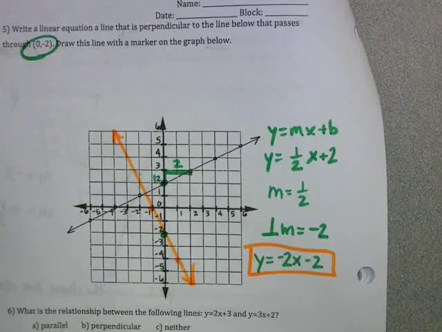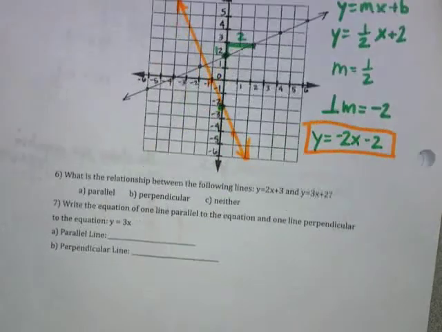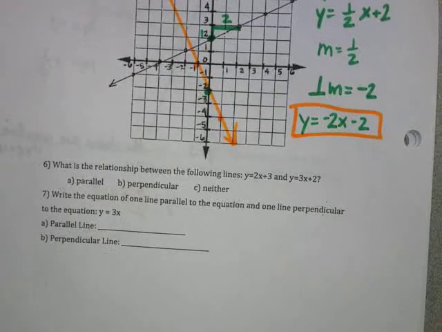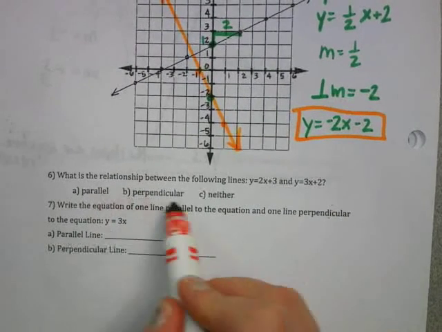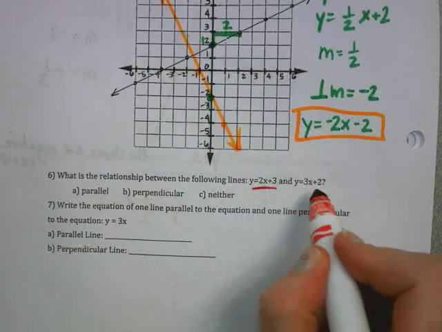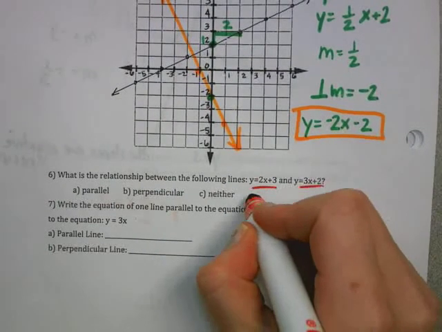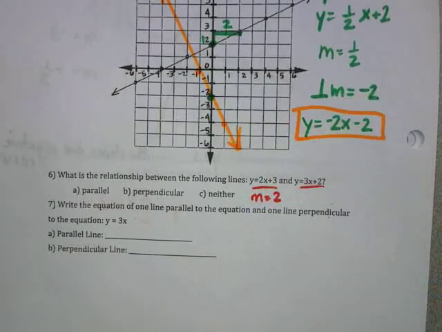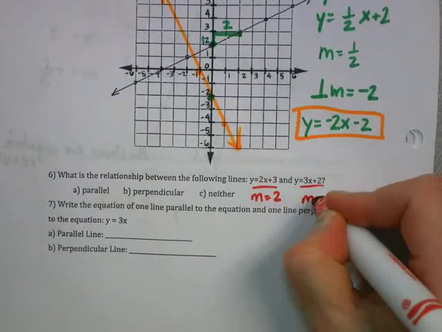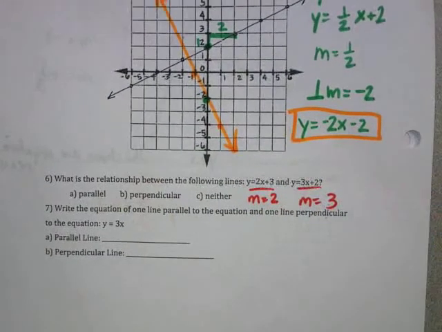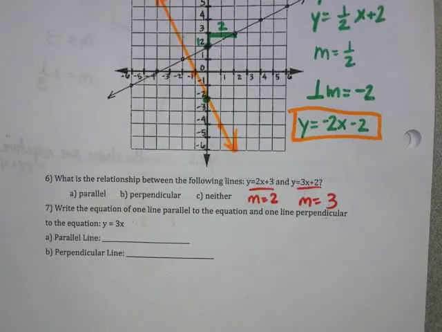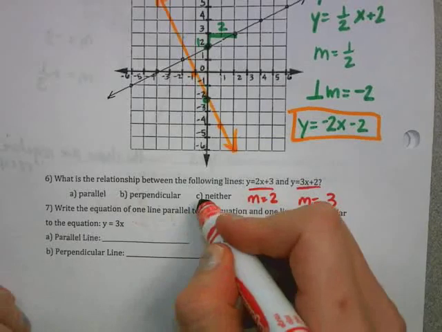All right, we're almost done. We just have a couple questions at the bottom. So number 6 says, what is the relationship between the following lines? Parallel, perpendicular, neither. They're already in slope-intercept form, and we know the key is to look at their slopes. So m in this one is 2. M in this one is 3. So the relationship is nothing. They're not the same, and they're not negative reciprocals. So it's neither.